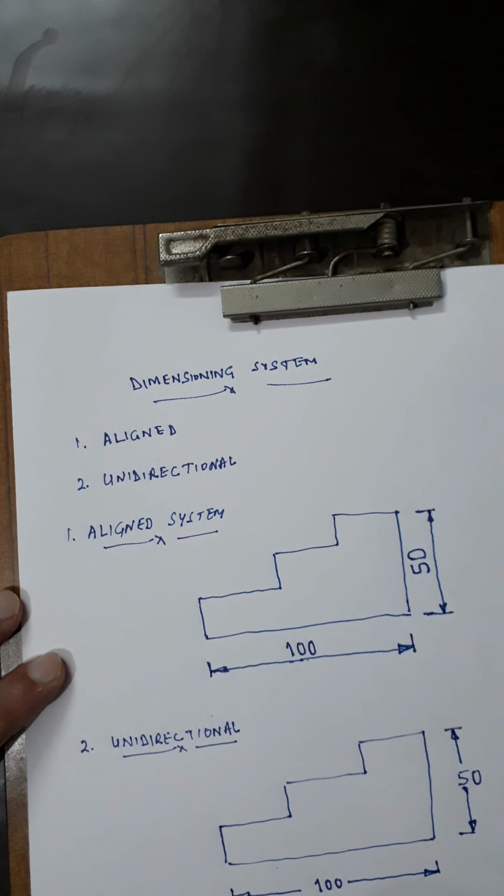So this is the difference between aligned system and unidirectional. Thank you.